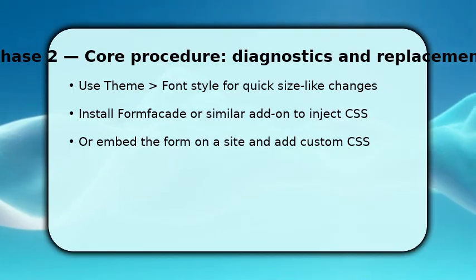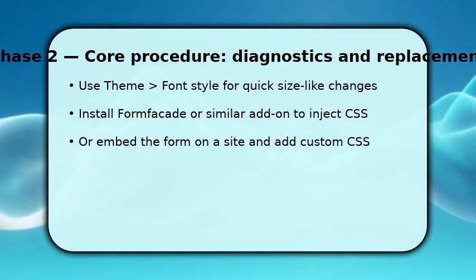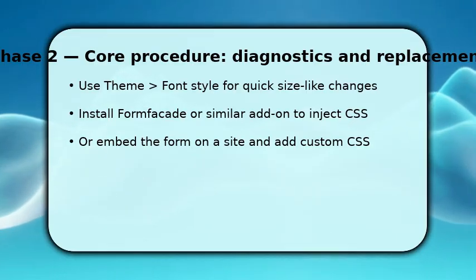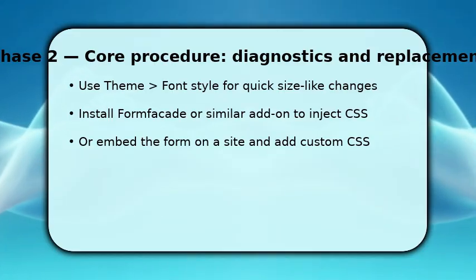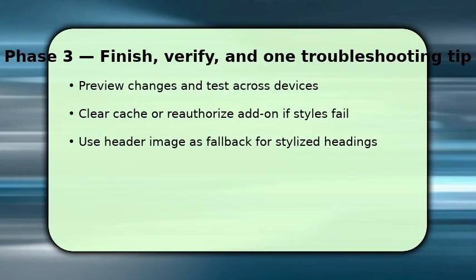Alternatively, embed the form in a web page and add a stylesheet targeting Freebird Form Viewer View items. This lets you set precise size. Complete by previewing the form on desktop and mobile. Make sure font sizes scale and that spacing looks right.